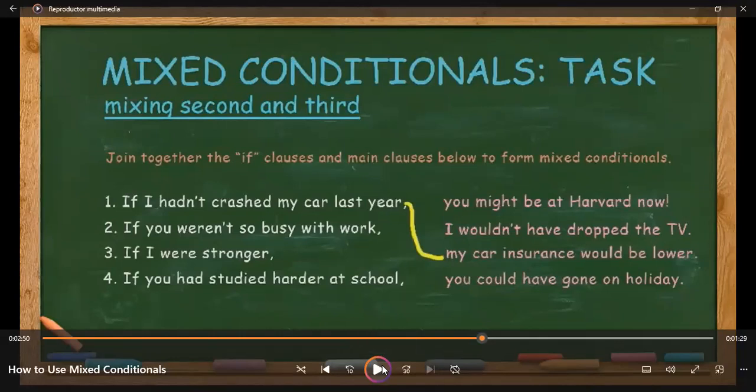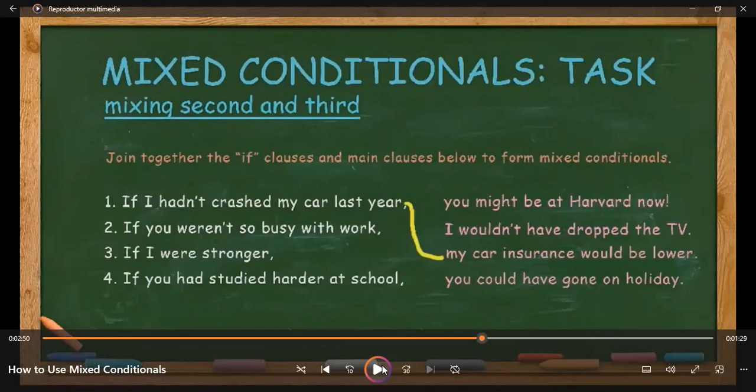What does it mean? What does it mean for you, Guillermo? What happened in the past? Crashed the car or didn't crash the car? He crashed the car. Can that be changed? No, it can't be changed.